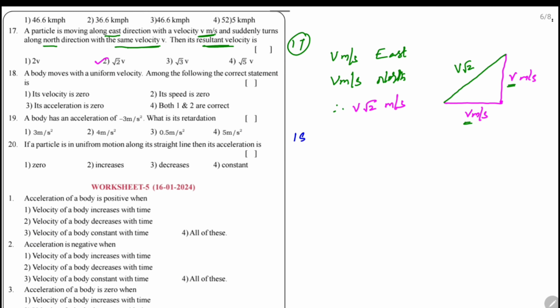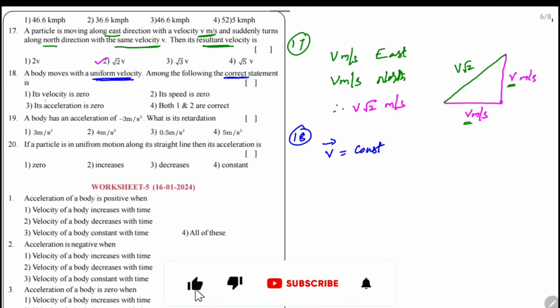Question number 18. A body moves with a uniform velocity. Observe here, uniform velocity means velocity is constant. Among the following, you have to identify the correct statements. First: its velocity is 0. Velocity is constant means it can be anything; let me take it can be some 10 meter per second.